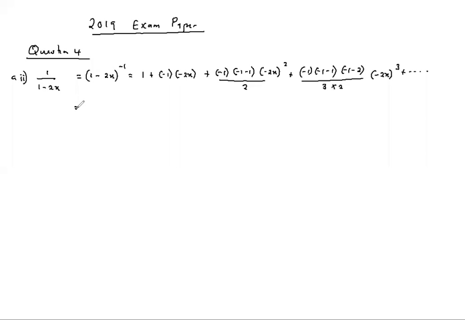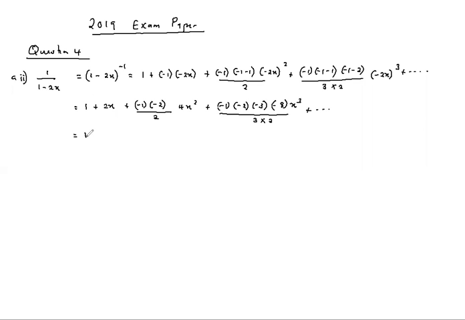So this becomes 1, negative negative, we get plus 2x, and then plus negative 1, negative 2 over 2, negative 2x squared, that's the same as 4x squared, plus negative 1, negative 2, negative 3, negative 8, and then x3 over 3 by 2. Negative 8, that is negative 2 to the power 3.